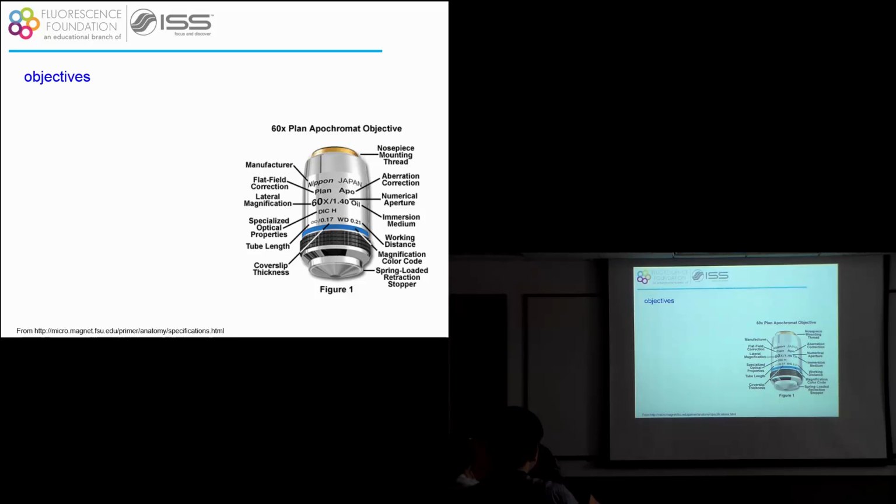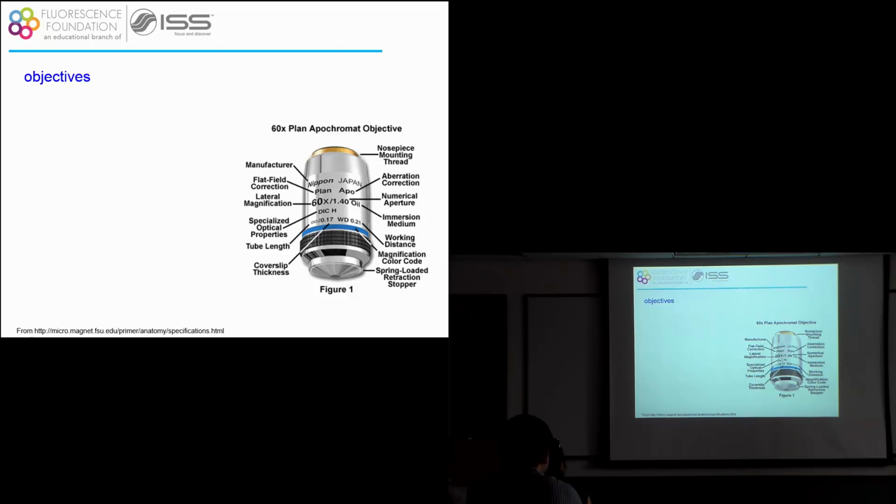Now, the objective is the core of the microscope. The objective is fairly complicated. It's not one single lens. If you look at an objective, this is an icon. You see that it looks, this is the picture, and it has a number of pieces of information on it. The manufacturer, the origin, the type of objective, plan apo, 60 times, which is the lateral magnification, the numerical aperture, oil, and I will go back to that, why oil rather than water or air.